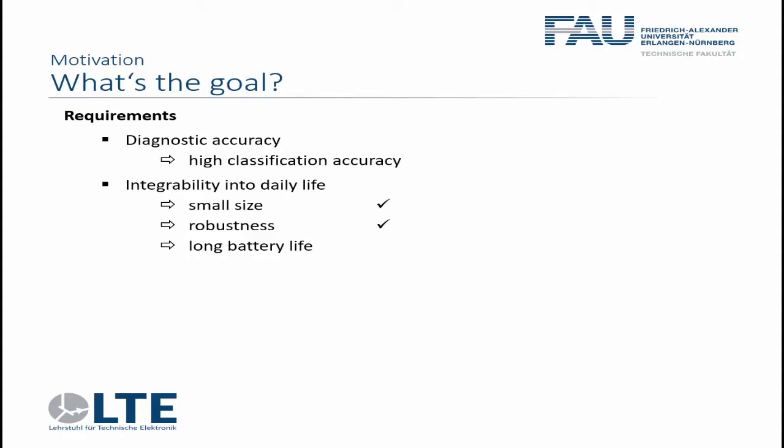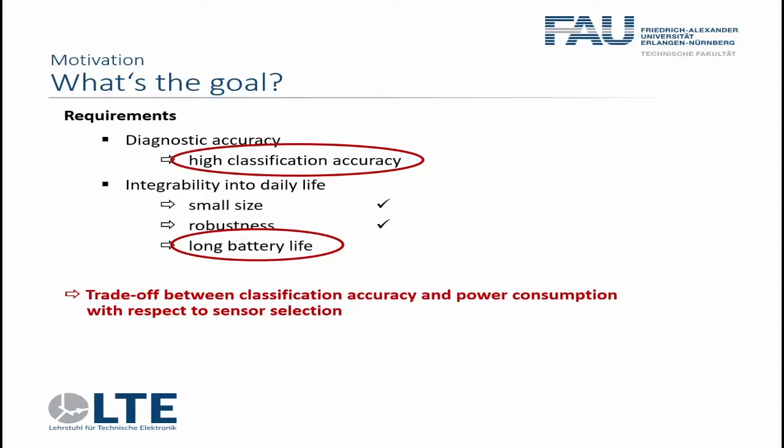Now the small size, at least for the activity sensors, is not the big problem. Also the robustness is okay. But the big challenge here is the trade-off between high classification accuracy and long battery life. And that's the topic for today. How do we get low power consumption and at the same time a high classification accuracy?